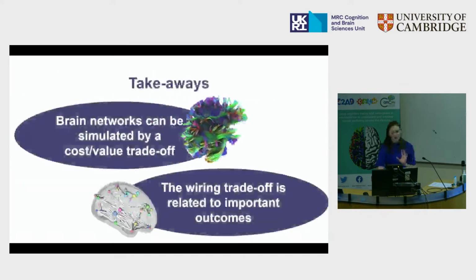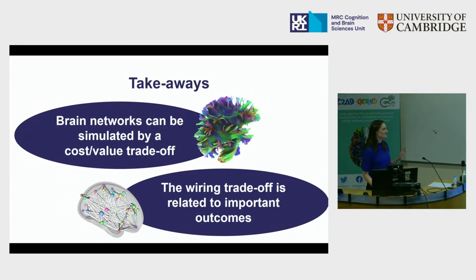And so I'm going to summarize two big takeaways if these are the only two things you listen to me about today. First, brain networks can be simulated by cost and value trade-off. And secondly, this wiring trade-off is related to important outcomes. And what's really interesting about this kind of work is this type of simulations is relatively new. So there's a lot of work still being conducted to learn more about what type of information we can be drawing from these simulations.